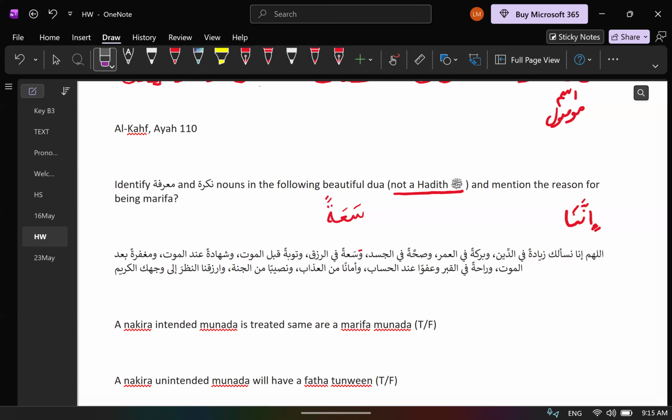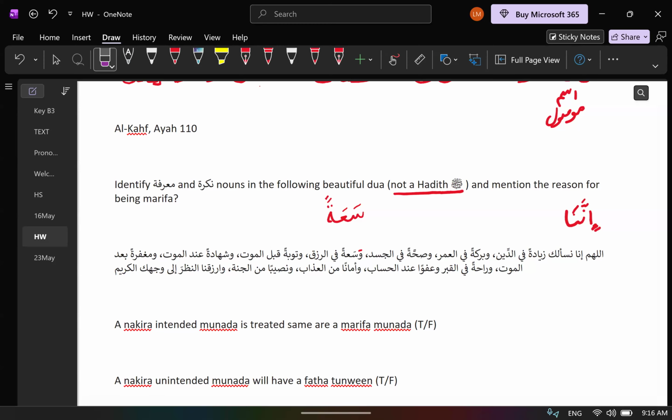And tawbatan qabl maut, the repentance before death. Wa shahadatan indal maut. Shahadatan means witnessing, to say ashhadu an la ilaha illallah, at the time of death. Wa maghfiratan ba'd al-maut, and forgiveness after the death. Wa rahatan fil qabr, rahatan is ease, comfort in the grave.